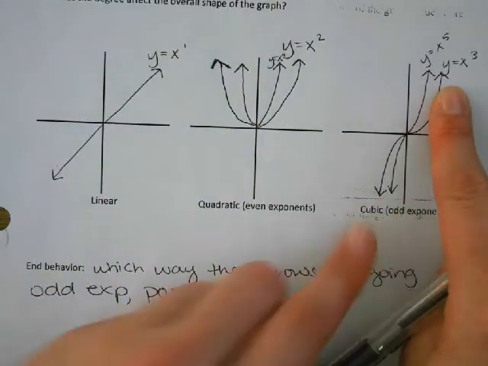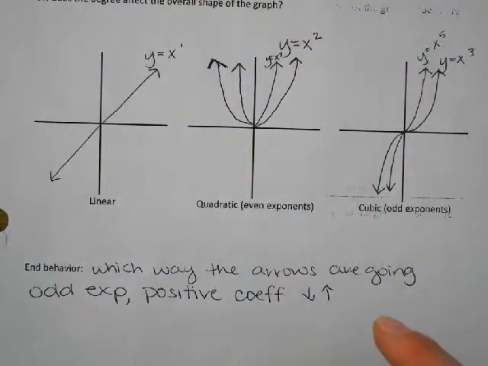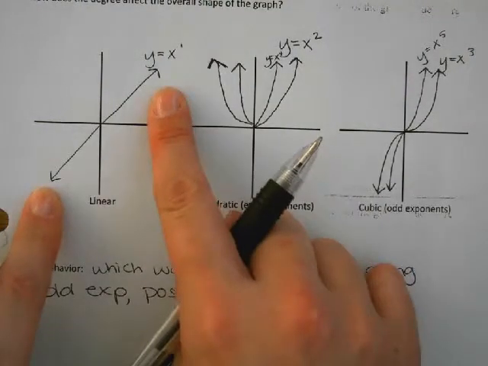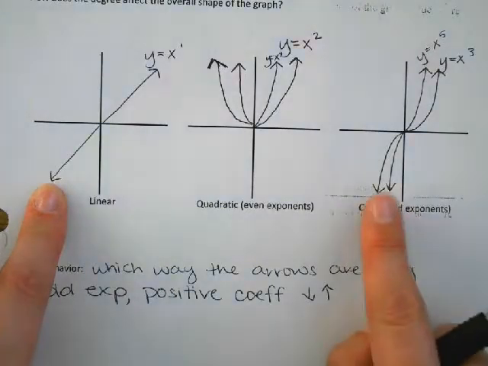Are we looking down to up or left to right? We're going from left to right. So this one went down to up. If you look from left to right, it goes down to up. If you go from left to right, it goes down to up.